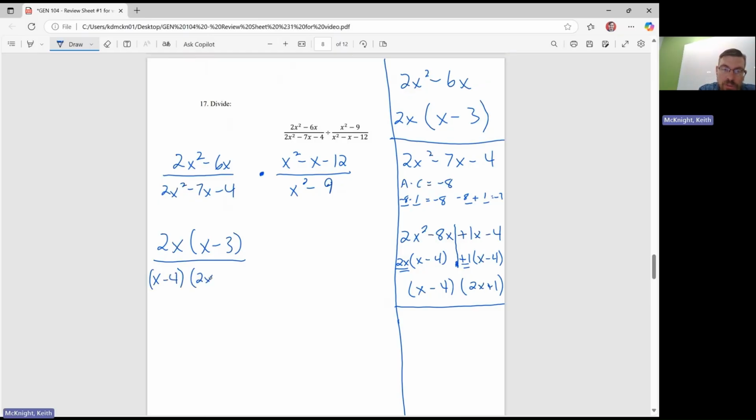And then 2x plus 1. So we're halfway done factoring. And this is the hardest part of this. After this, we just get to have a little fun and cross stuff out. So we've got to factor two more.